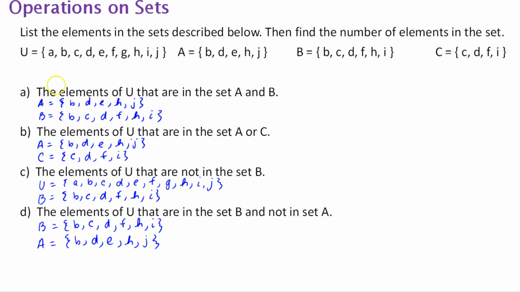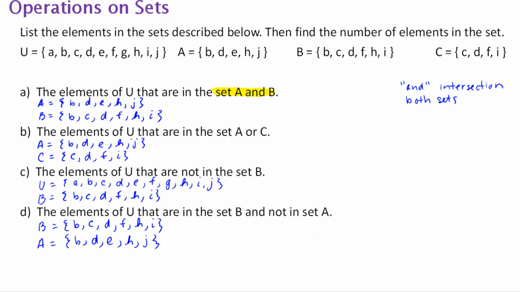So let's look at A, the elements of U that are in the set A and B. So notice the connector here is AND. So AND for sets means intersection. That's the name of the operation. We're finding the intersection of A and B, and then it means that we want the elements that are in both sets. Okay. So here I've listed the sets A and B, and what we want to do is find any elements that are listed in both of the sets.